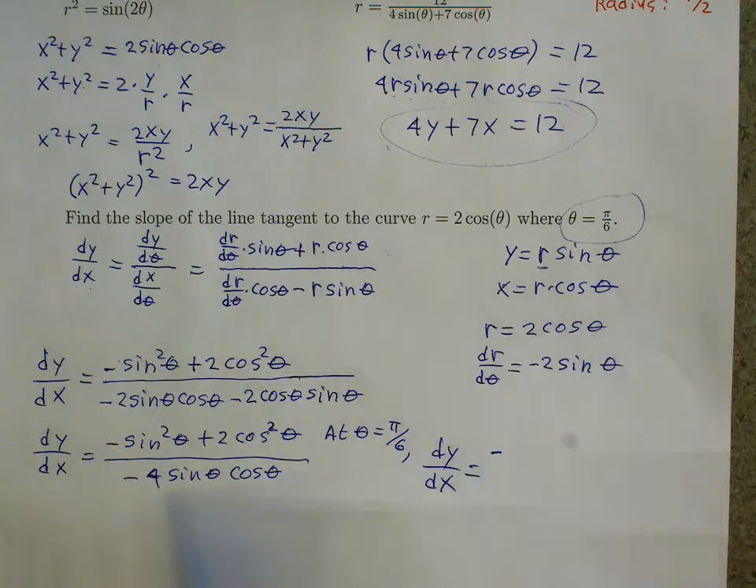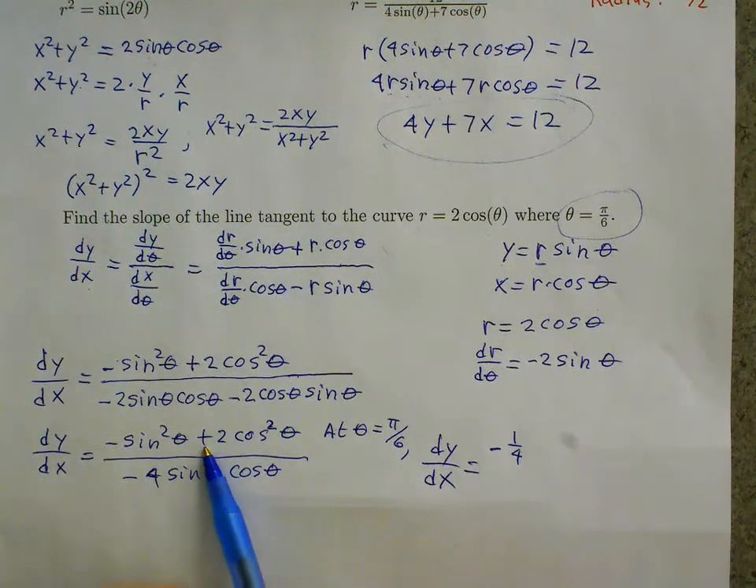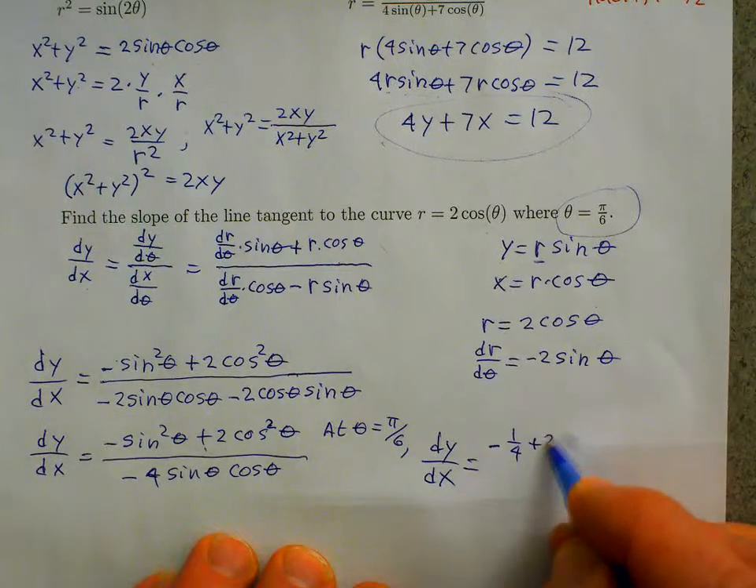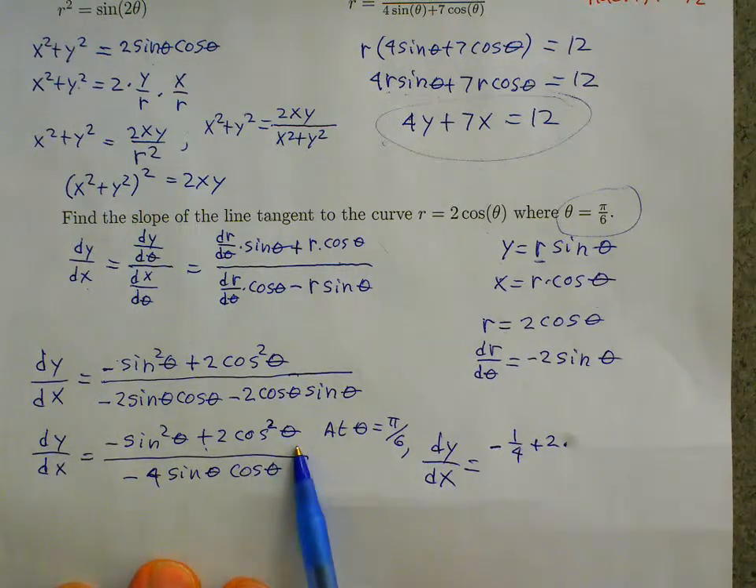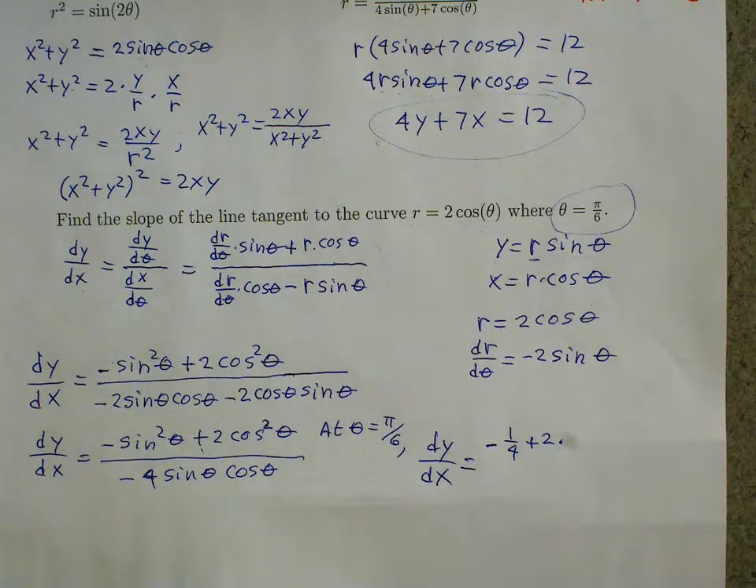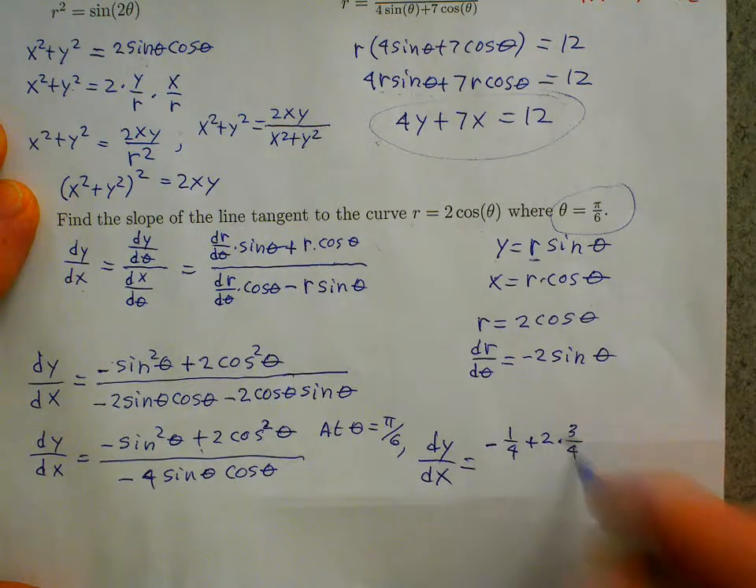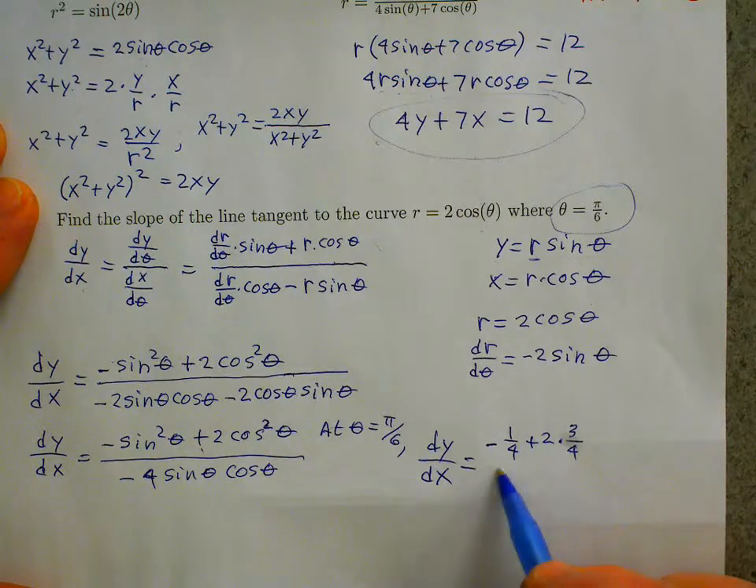Okay, so when theta is pi over 6, sine of pi over 6 is 1/2, and so we're going to square 1/2 and take its negative. So this will be negative 1/4, and then plus 2 times cosine of pi over 6 squared. Cosine of pi over 6 is the square root of 3 over 2. And so when we square that, we get 3/4. And we'll work on the denominator for a second.